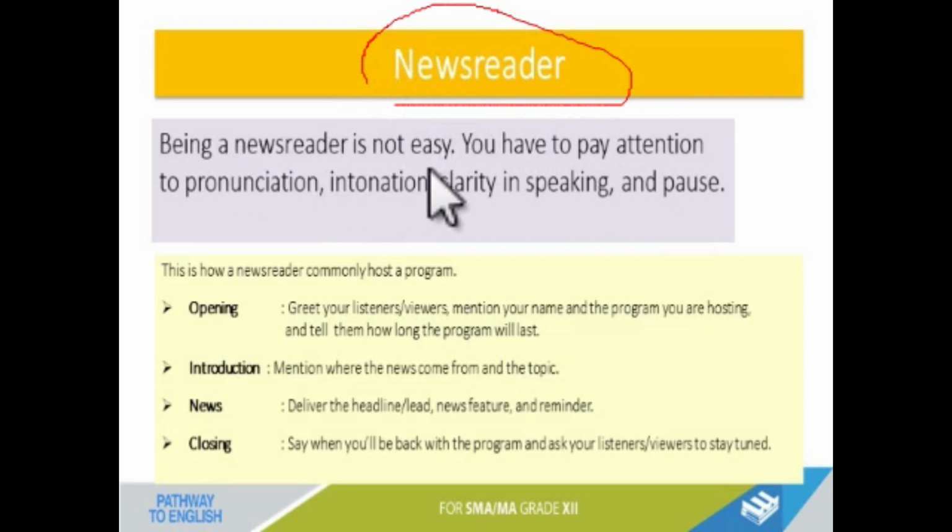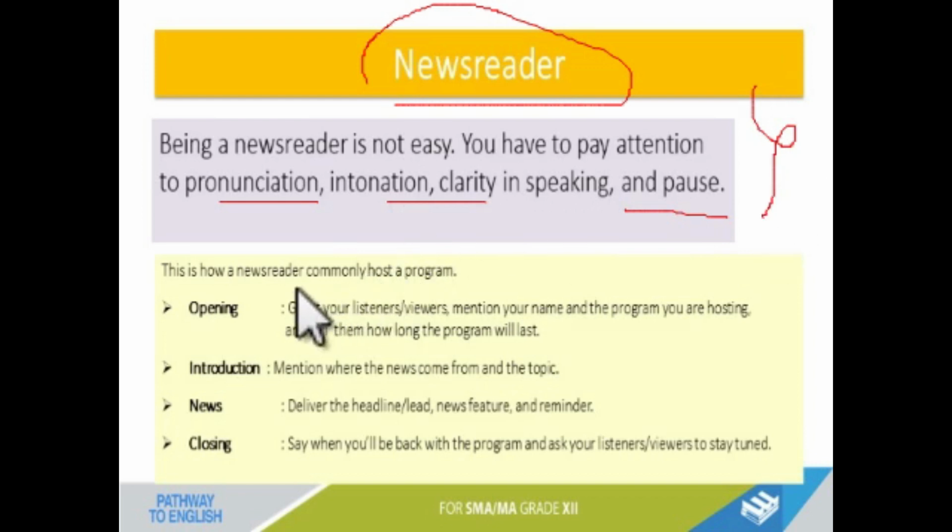Being a news reader is not easy. You have to pay attention to pronunciation, intonation, clarity in speaking, and pause. So before we talk about what is news item, you have already watched on television about news. There is a broadcaster or news reader. So if you want to be a news reader, it's not easy. So you have to pay attention to pronunciation, intonation, clarity in speaking, and pause. So this is how to be a news reader.